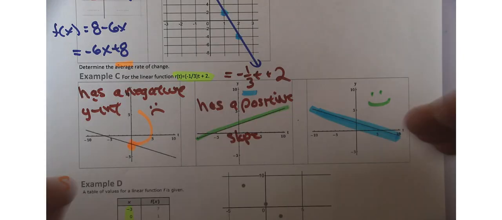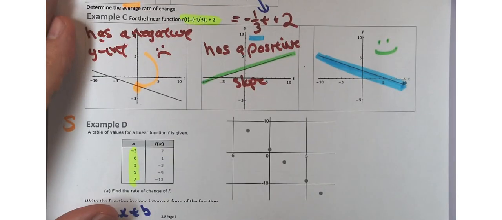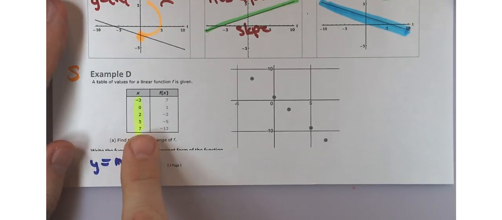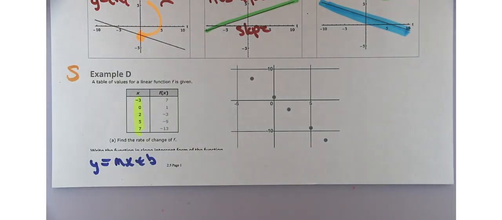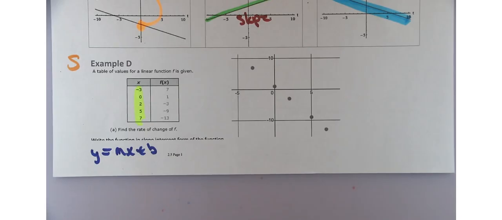Comments or thoughts on example C here? All right. So in example D, I can't remember if I filled this one in for you or if you were asked to fill this one in. No, it was filled in. So they're giving this to you, and they're asking you to come up with the equation of a line in the form of y equals mx plus b. So there's two things that we need to determine. What are those two things?